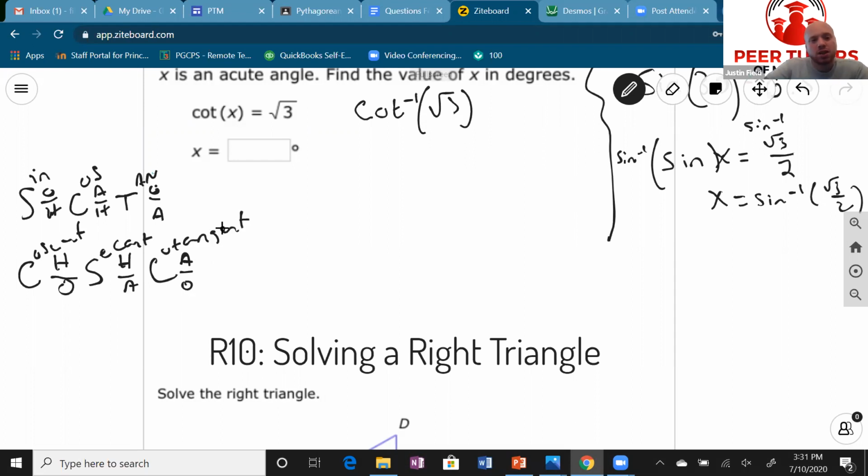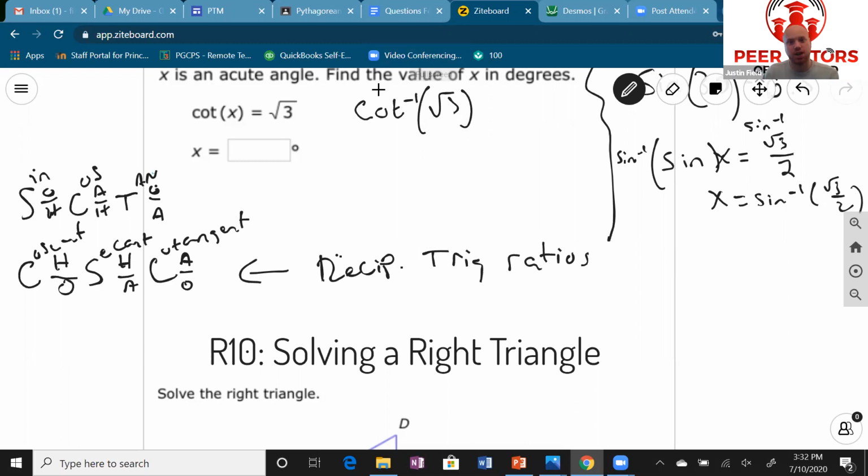So we got SOHCAHTOA and we got CHOSHAKAO. That's the whole family there. Okay, so these are called reciprocal trig ratios. And then when you put the little -1, that's called the inverse trig.